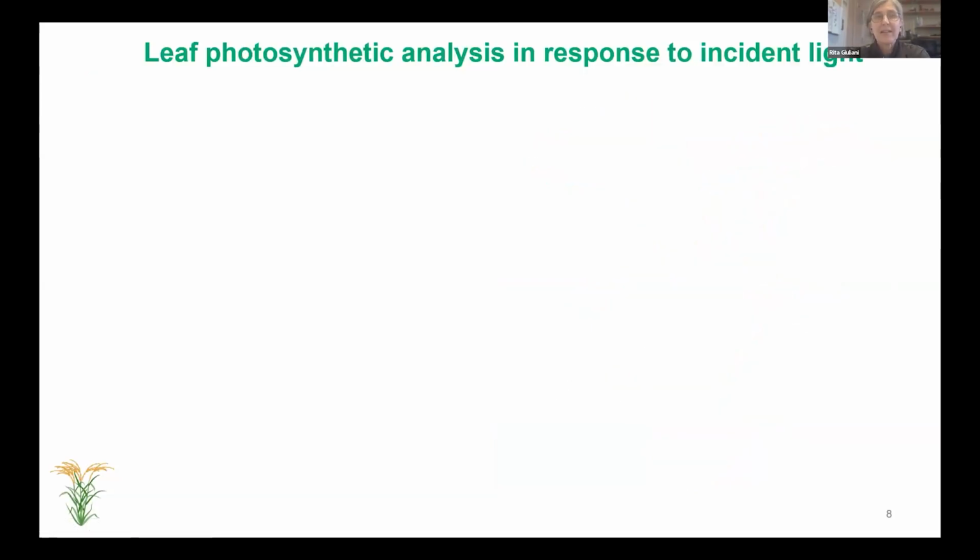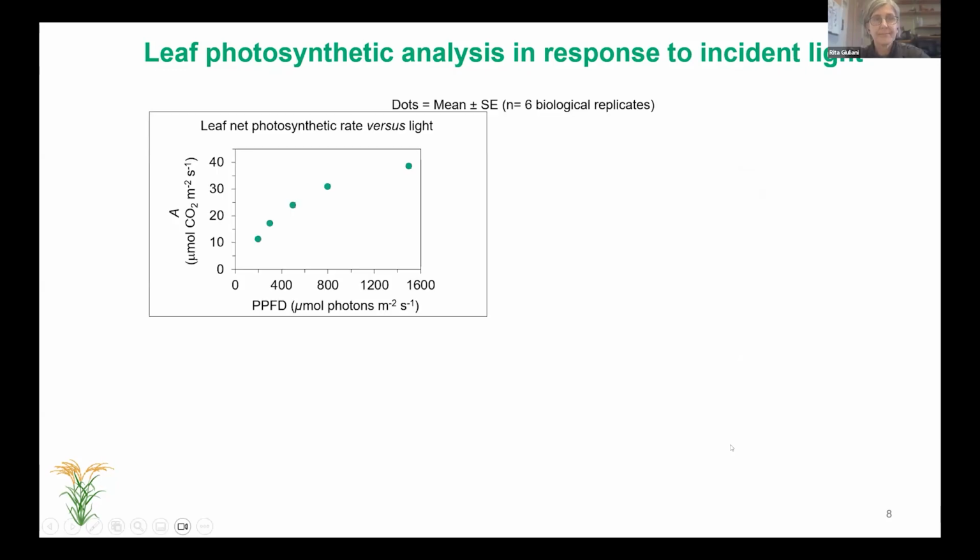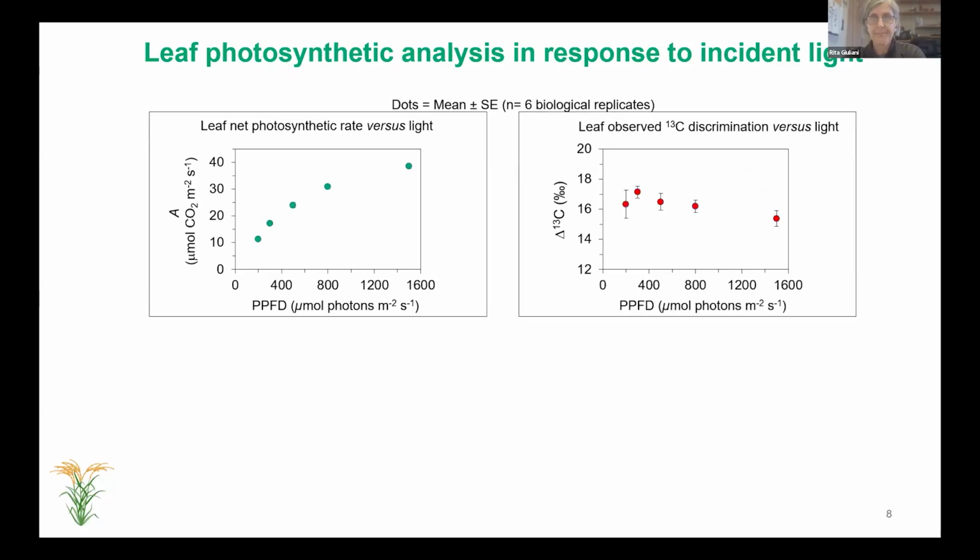The first data are for the leaf photosynthetic analysis in response to the incident light. This is a response of the leaf net photosynthetic rate to increasing light levels, PPFD from 200 until 1500. This is the corresponding leaf 13C discrimination. And we observe a decreasing pattern with the increasing light levels.